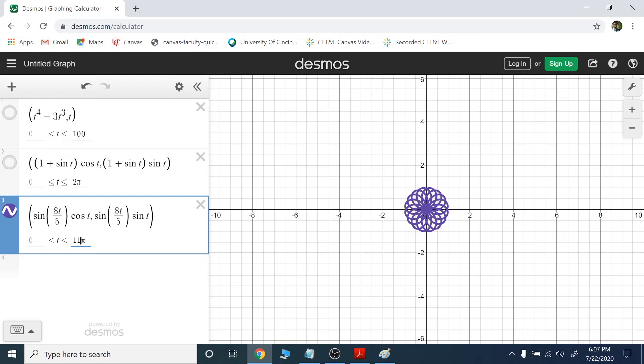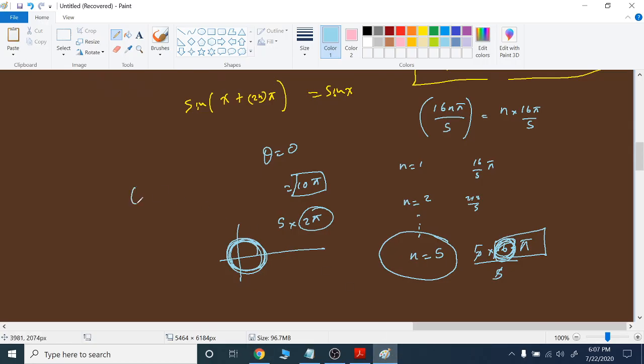So after 10 pi, you will be repeating the graph on itself. We are drawing the same curve over and over again, but until 10 pi you will be drawing a new curve. And there are some more nice examples in the book, so I recommend you go over those and try to plot those graphs as well.